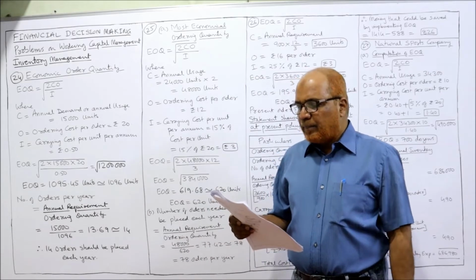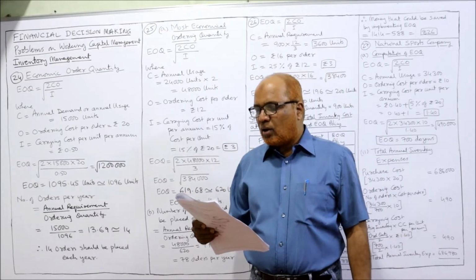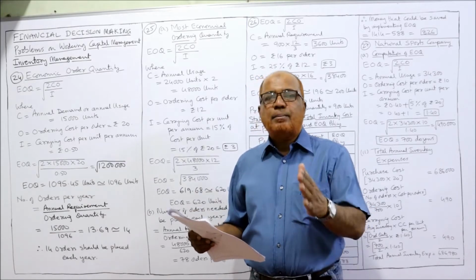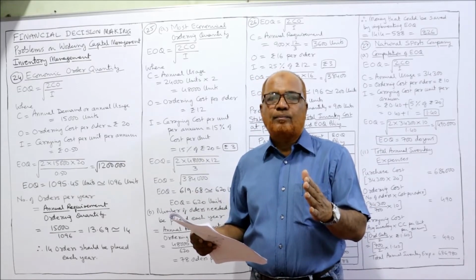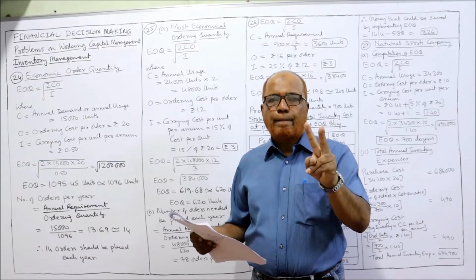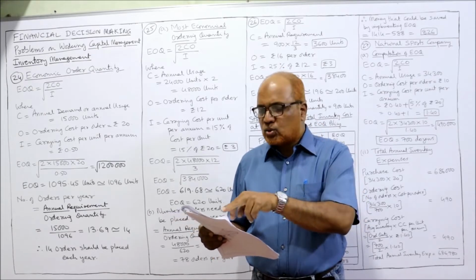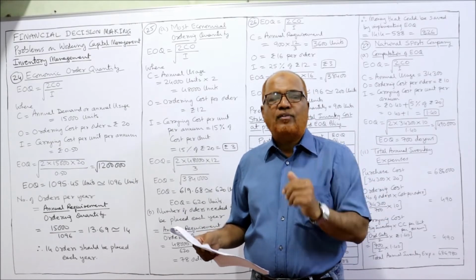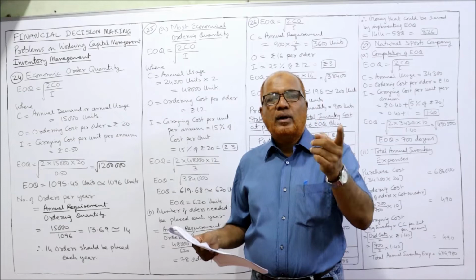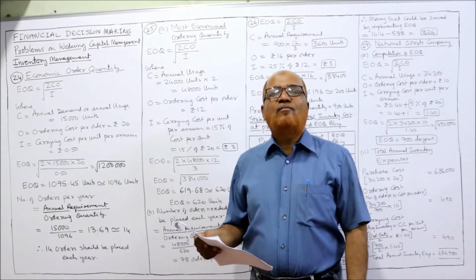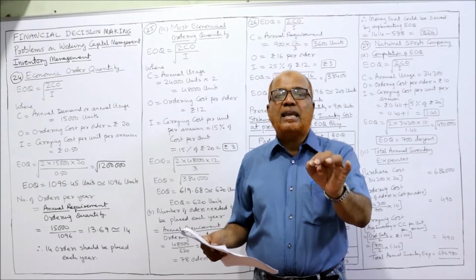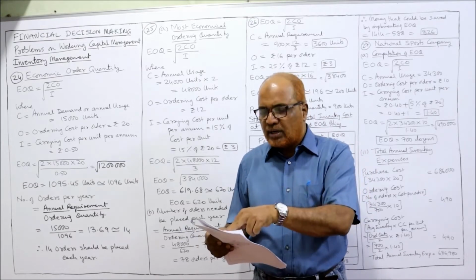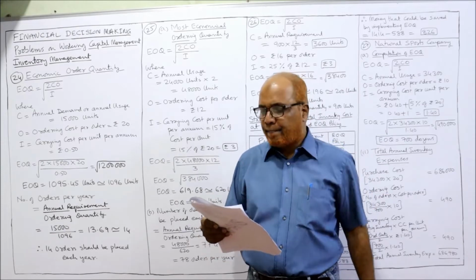A manufacturing company places a semi-annual order of 24,000 units at a price of 20 rupees per unit. Semi-annual means every 6 months. In a year, 2 times. So 2 times orders are placed, 24,000 units per order. So every 6 months, 24,000. So in 1 year, 24,000 plus 24,000, 48,000 is the annual requirement. So presently the company is making 24,000 every 6 months.